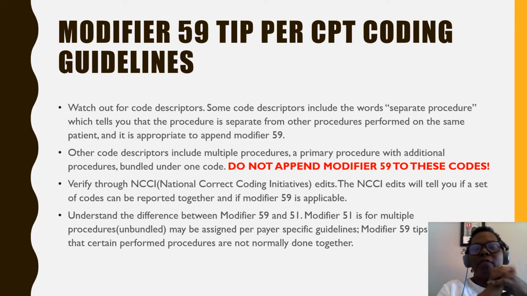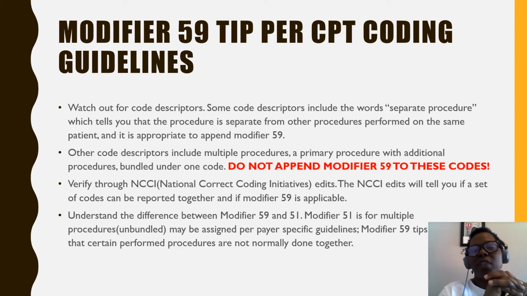Okay, so modifier 59 tip per the CPT coding guidelines. The first thing we want to do is watch out for our code descriptors, as in we want to make sure we're reading those code descriptors carefully. Some code descriptors include the words such as separate procedure, which tells you that the procedure is separate from other procedures performed on the same patient, and it is appropriate to append modifier 59.